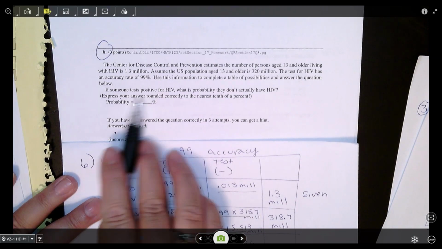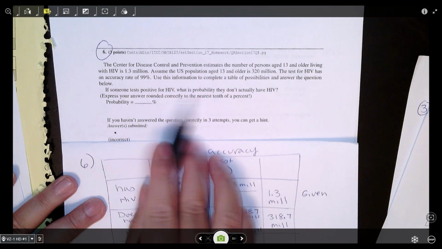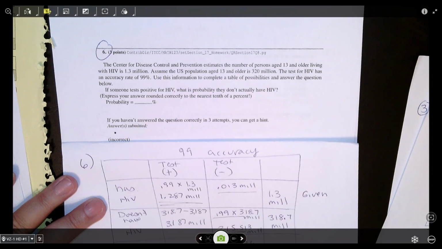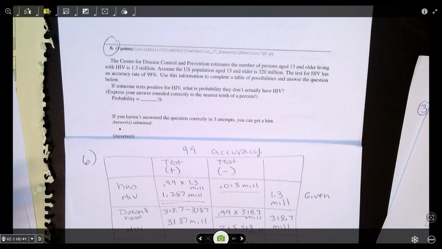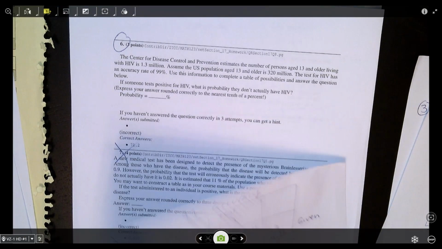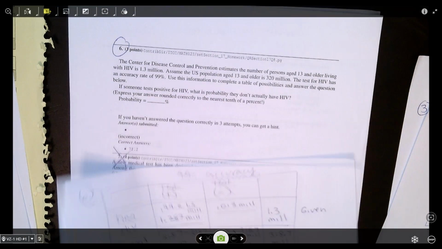If someone tests positive, what is the probability they don't have it? So I'm looking at this column, and those that don't have it, 71.2, and this is a false positive. They tested positive and did not have it. So please go back and look at that high point test questions. Okay?